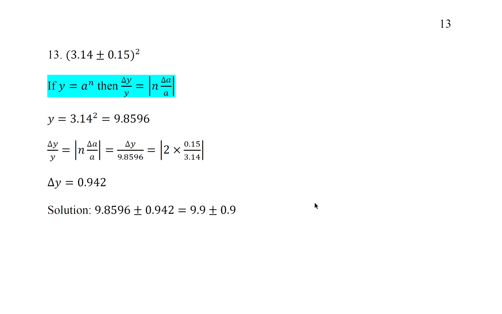So the first step is to find y. So we're going to determine 3.14 squared. Then the second step is to plug in everything into the equation to find delta y. Remember, the uncertainty should be one significant figure.